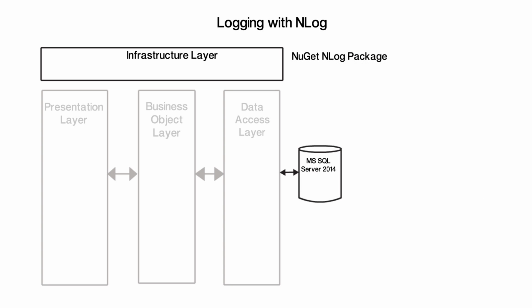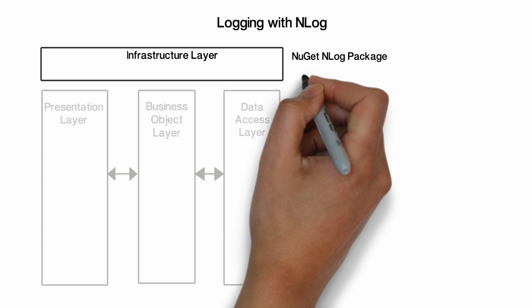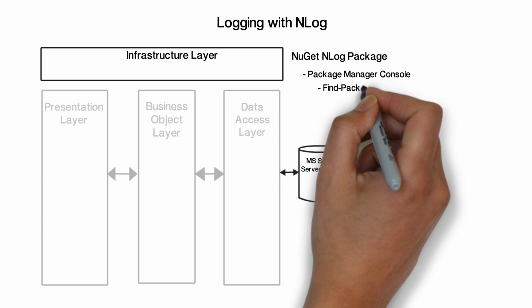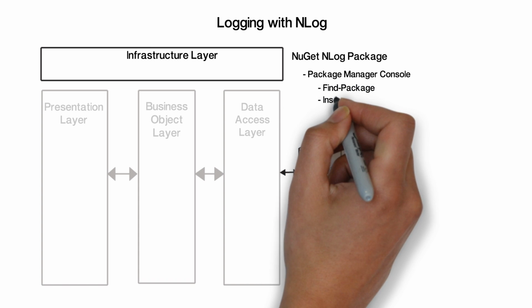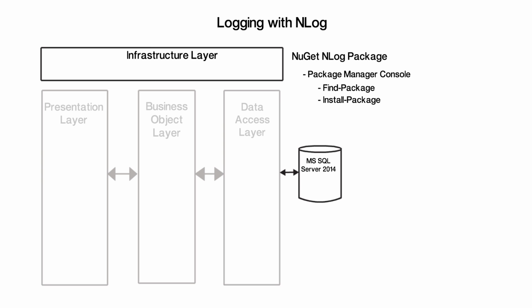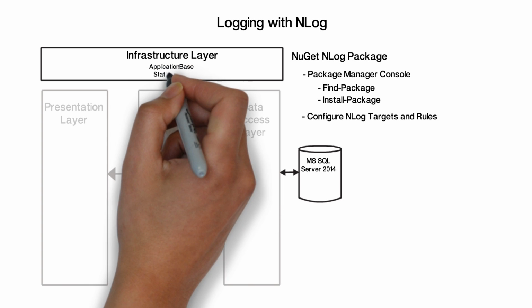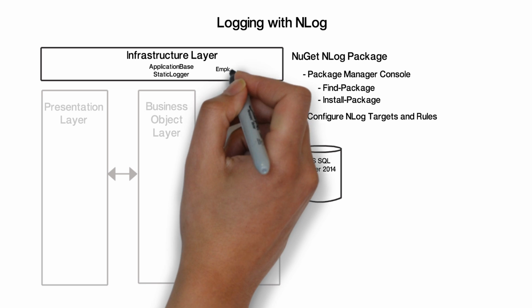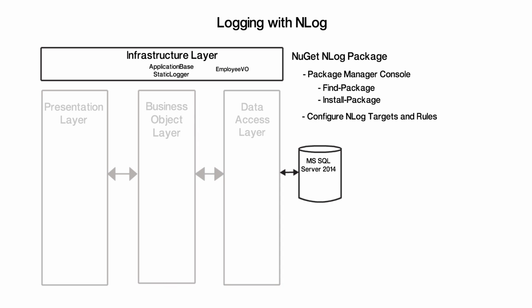I'm going to show you how to use a NuGet NLog package using the package manager console, and show you how to use two commands: find package and install package. And then once we do that, we're going to configure NLog using configure targets and rules. Then I'm going to show you how to create two classes: application base and static logger, and then demonstrate each of these classes in an EmployeeVO example.